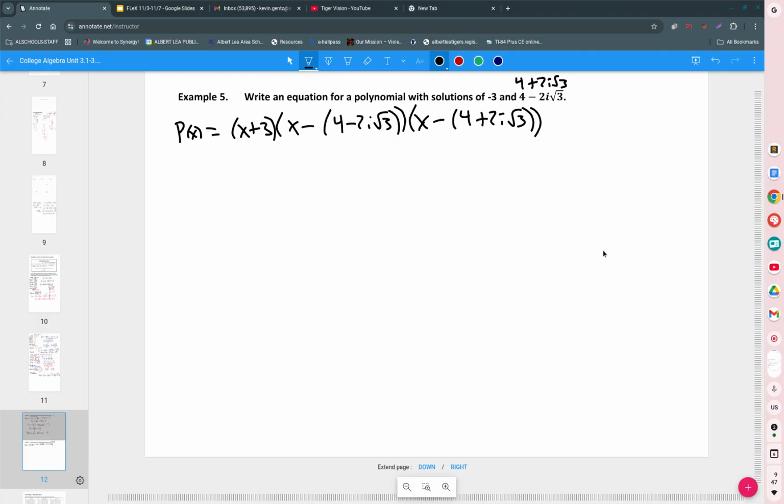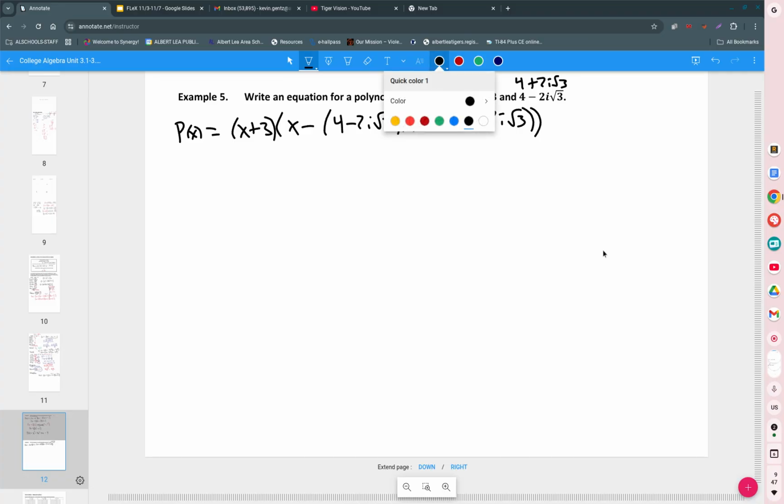So when I write my answer, or when I write it out in factored form, I still write x minus each time. I don't change that sign. I change the other sign. Okay? It's not an x minus and x plus. It's a 4 plus and a 4 minus. That's the sign you change.